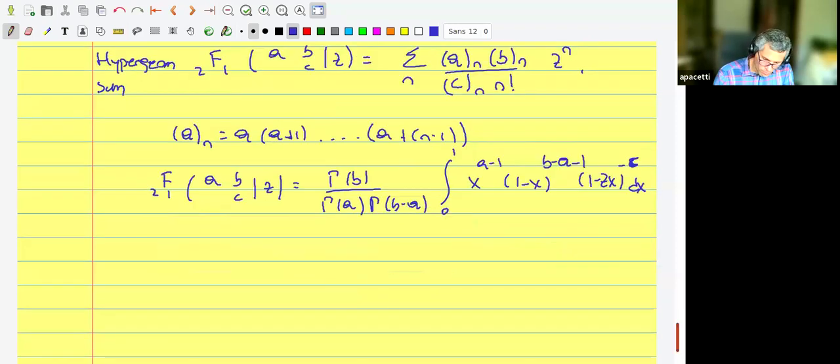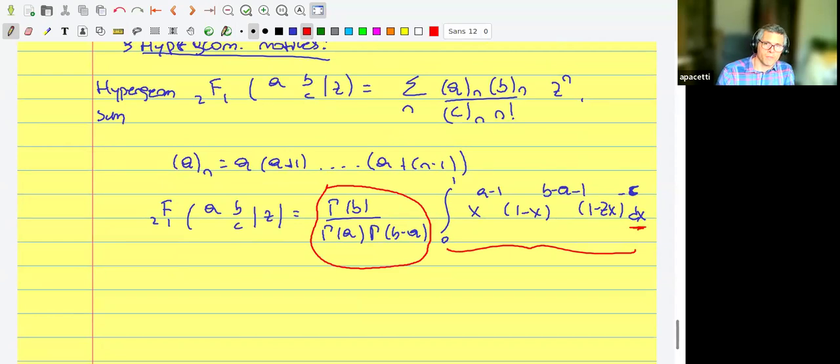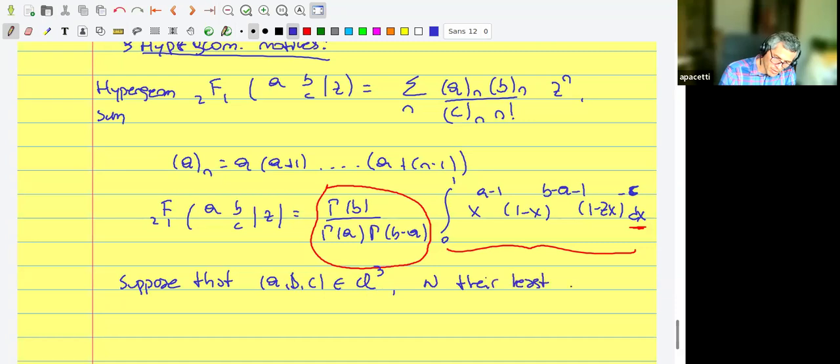Okay? So here what you have to keep in mind is two different things. This part here is just the quotient of gamma functions. And this part here is an integral of a differential form on a curve. So what is the curve behind? I'm going to suppose that the three numbers a, b, and c are rational. I'm going to denote by n their least common denominator.